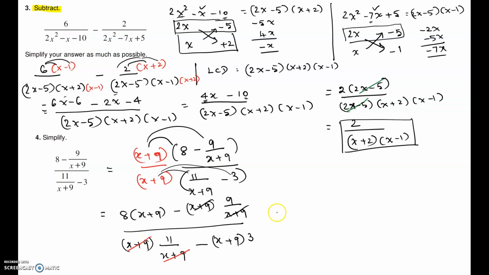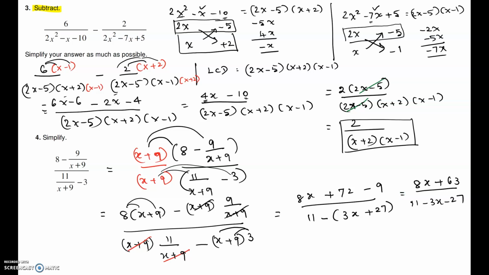Then now you distribute the 8. So it is 8x plus 72 minus 9, divided by 11 minus, be careful here, 3x plus 27, but in the parentheses, 3x plus 27. Now you simplify this. So we get 8x plus 63 divided by 11 minus 3x minus 27 by distributing the minus sign.